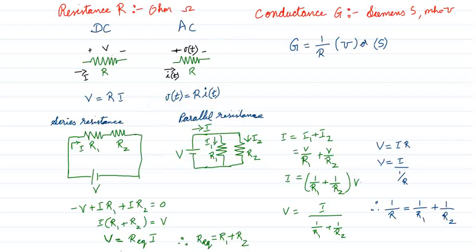Resistance is generally represented by the symbol R. Its unit is ohms. It is the resistance offered to the current flow. That is why we have the symbol like a speed breaker, right? It is offering resistance to the current flow. The more speed breakers, the more resistance.